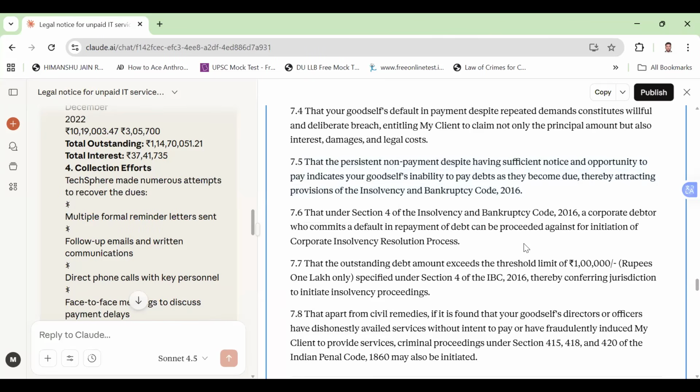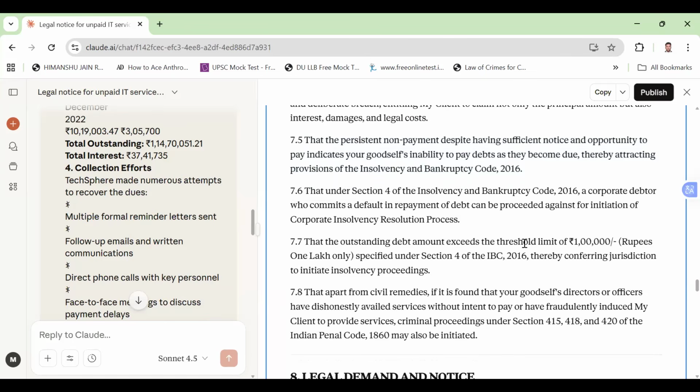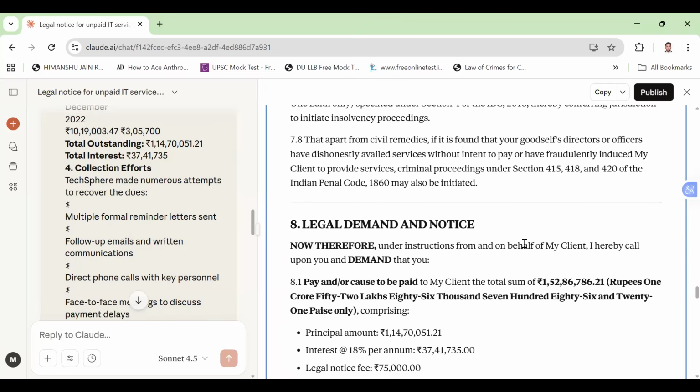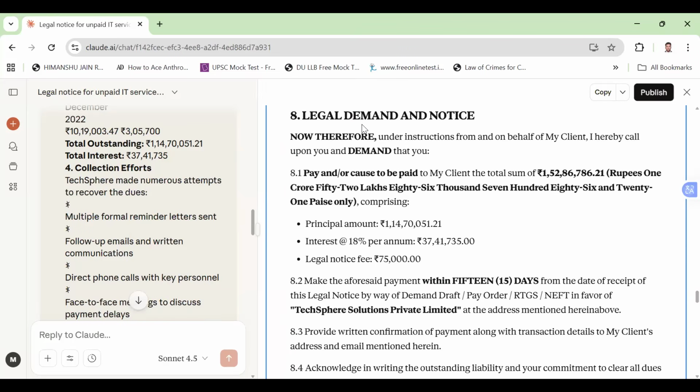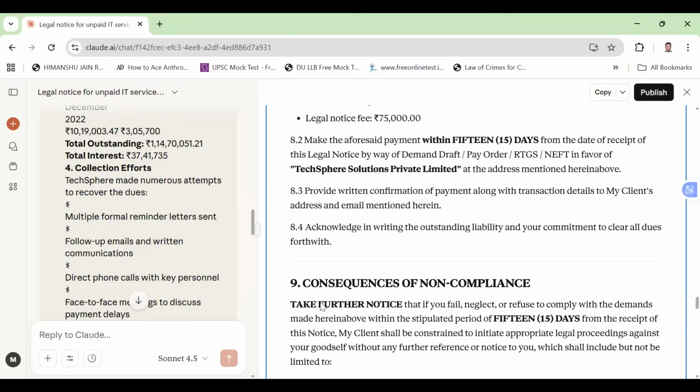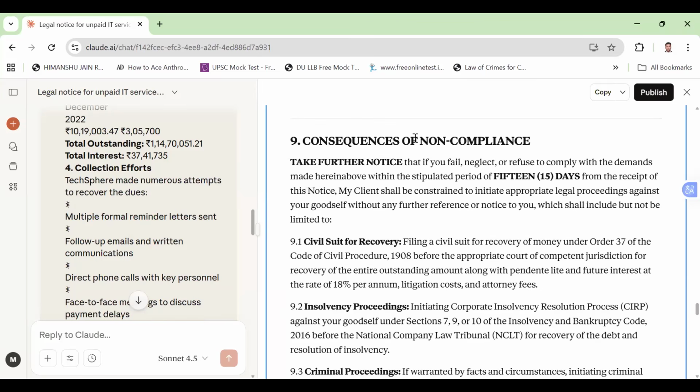And after this, there are our legal demands that I have already showed you in the previous notice also, that we should demand things from them. And at the end, we have consequences of non-compliance that I have showed you in the earlier legal notice also, that take further notice that if you fail to reply in 15 days, this is the standard time that is given to the other parties, 15 days.